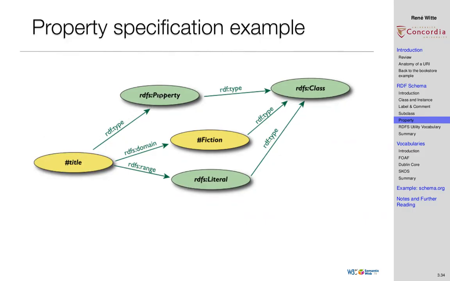You say RDF type, RDFS property. Property, by the way, is another RDFS class. And then we have to say for a title what goes in the domain and range. So here we define that the domain of a title is any work of type fiction, which again is of type class, and the range is an RDFS literal. So here we have a string literal for the actual book title with a possible language tag. And again, RDFS literal is of type RDFS class.